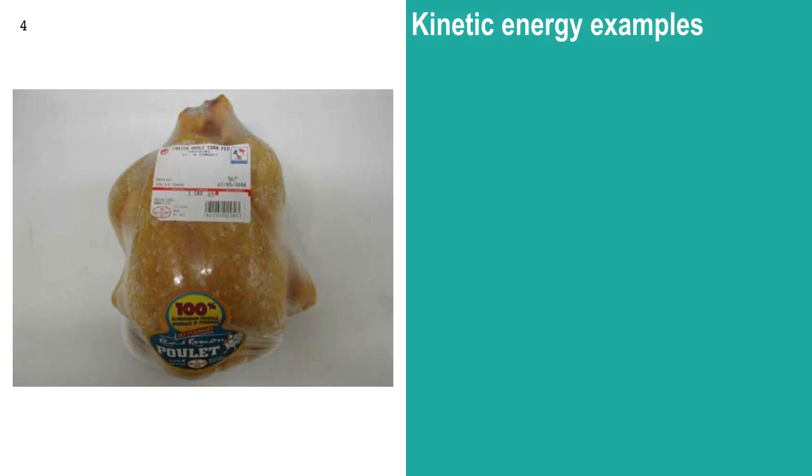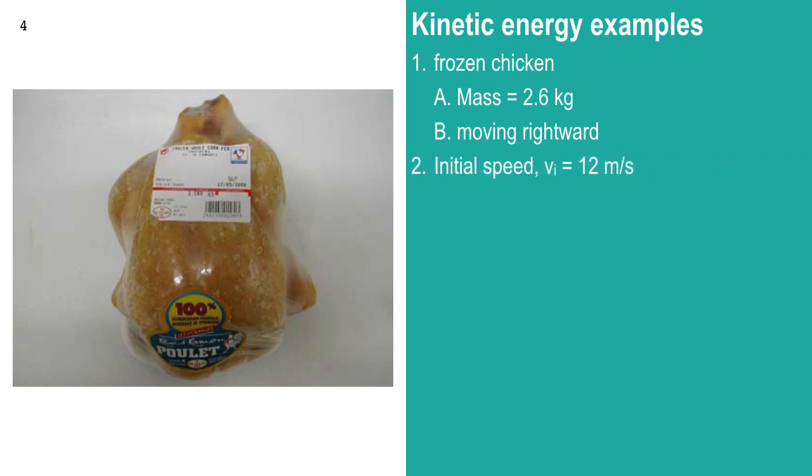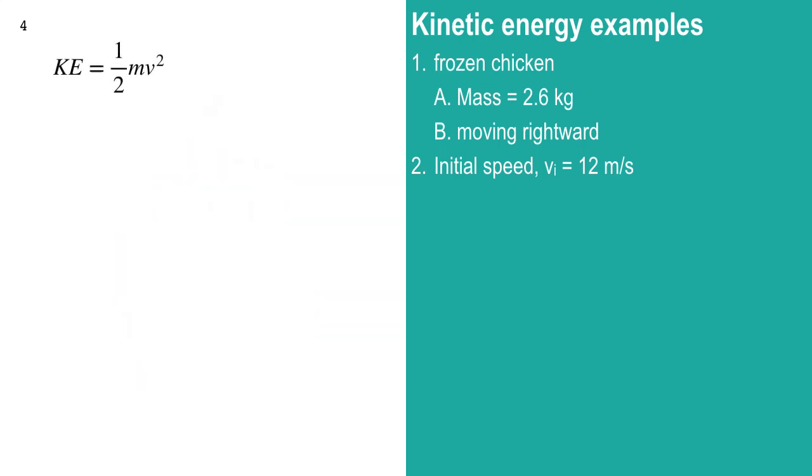Now, kinetic energy examples. Let's talk about a frozen chicken falling out of the skies. Let's just say that the mass of this frozen chicken is 2.6 kilograms. Write that down because you're going to need it for your first clicker question. And let's say that it's moving to the right. All right. And that its initial speed is 12 meters per second. So that would be v subscript i, initial speed. And it's rightward, so we know the direction of it as well. All right. And let's calculate, first of all, the kinetic energy.